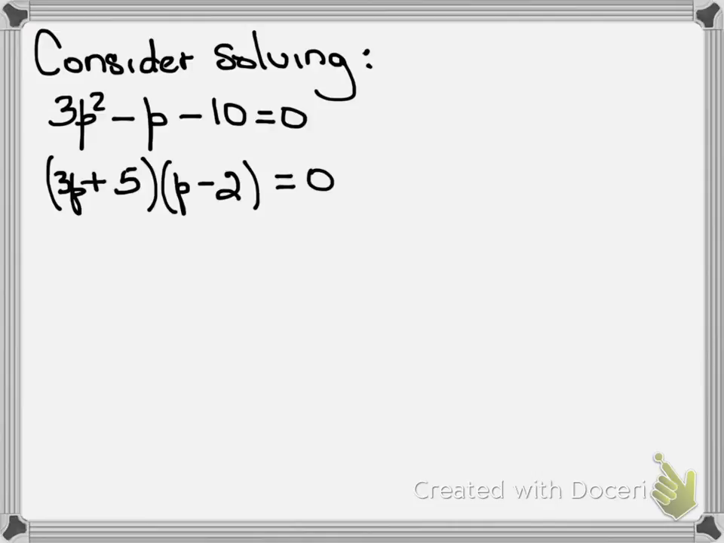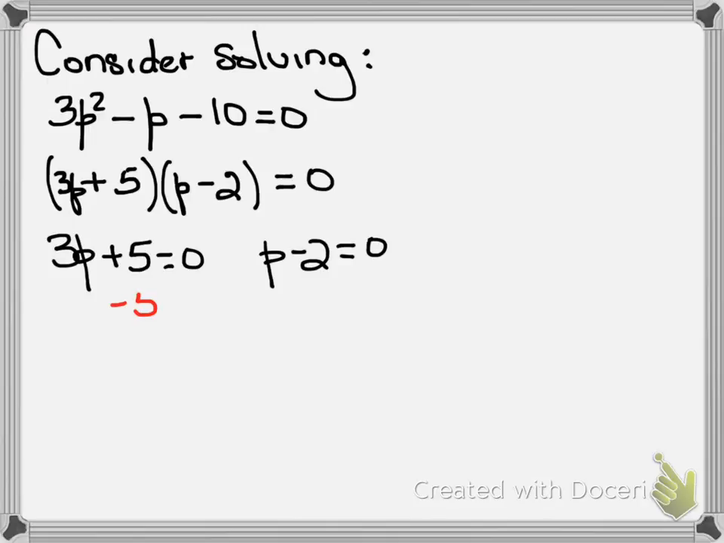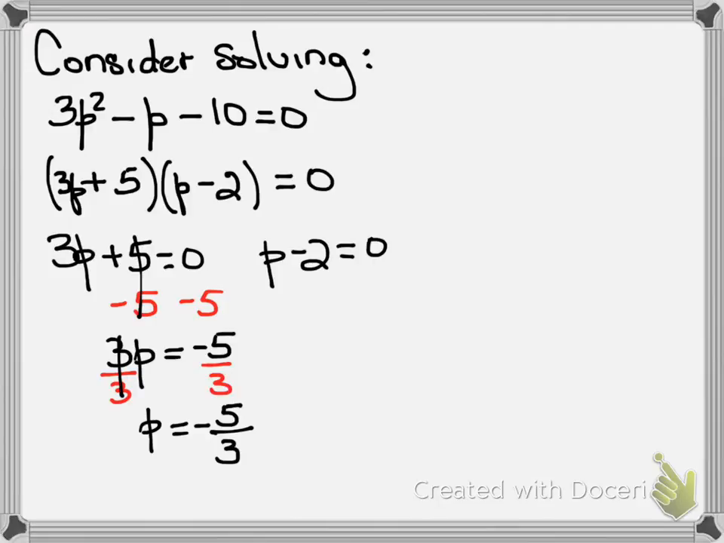At this point, ladies and gentlemen, we apply the zero product property, where 3p plus 5 equals 0 and p minus 2 equals 0. Consequently, we solve linear equations from there. Here we do the multiplicative inverse, and p equals negative 5 over 3. Similarly, on the other side, we have p equal to 2. That's it, ladies and gentlemen. Nothing more to it.